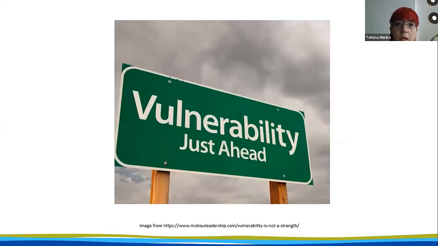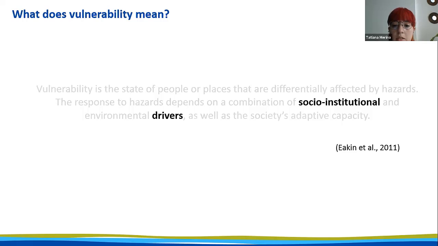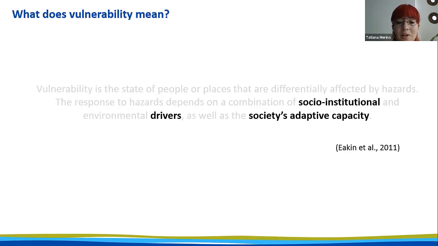So let me start with another question: what is vulnerability? What does it imply? Within the specialized literature of sustainability science, vulnerability has been defined as the state of people or places that are differentially affected by hazards. The response to those hazards depends on a combination of social, institutional, and environmental drivers, as well as the society's adaptive capacity. So here I would like us to focus on two concepts: social institutional drivers and society's adaptive capacity. To make it simpler, let's just stay with drivers and adaptations.